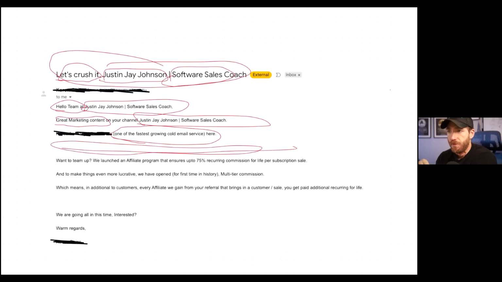Where's the reference of the pain that you solve? Where's the reference of a client success story here, right? If we're trying to crush it together and it looks like this is around trying to do a partnership, well, why would I partner with you? What makes you great? Show me some proof that you guys are great at what you're doing.